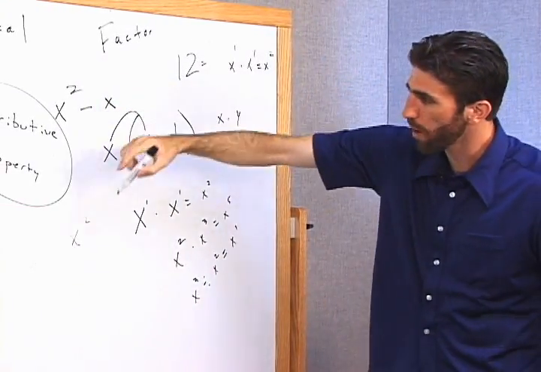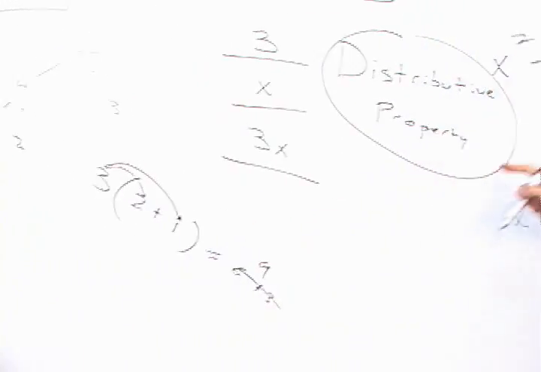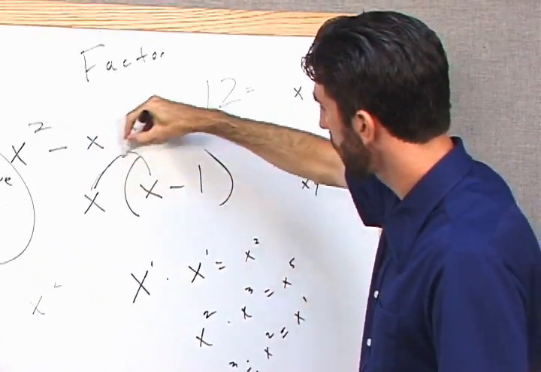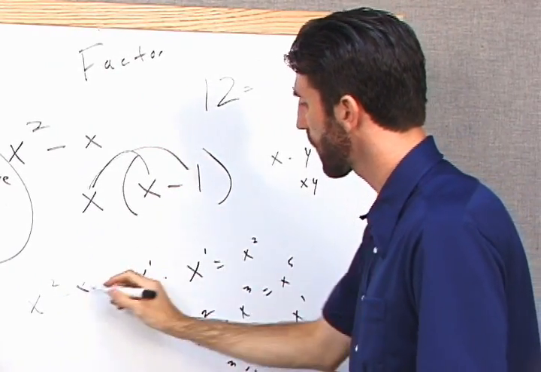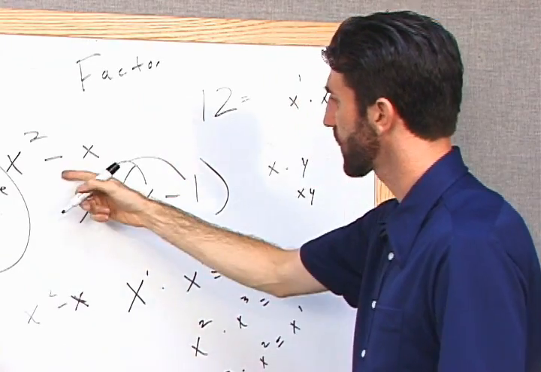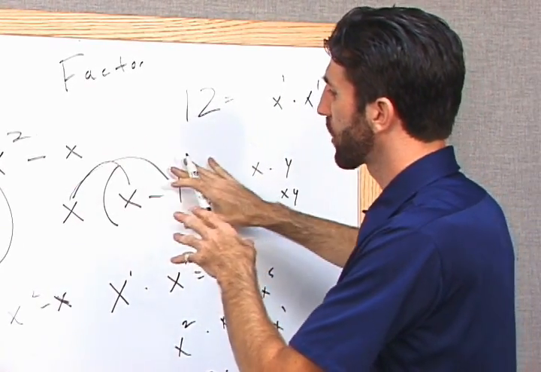Remember, we're using distributive property like we did here. We did 3 times the 2, and then the 3 times the 1. So the x times the x, and then the x times the 1. So we get minus x, because x times negative 1 is minus x. And is that the same as that? Yes, it is. So that's just a way to show you how factoring it, we can check our work.